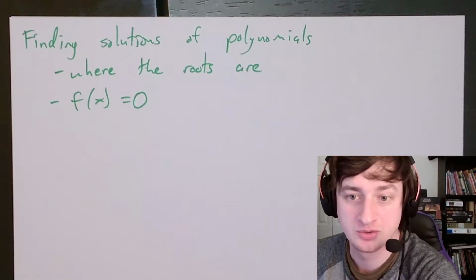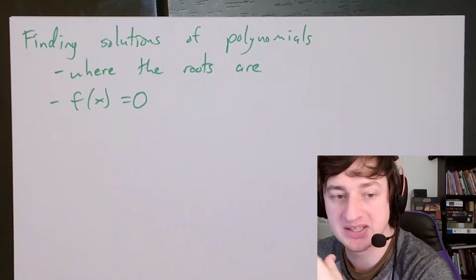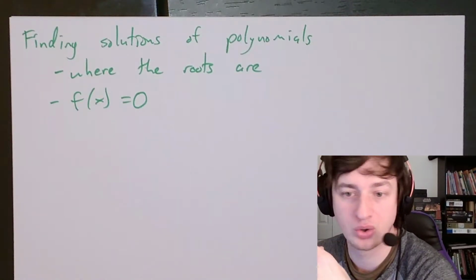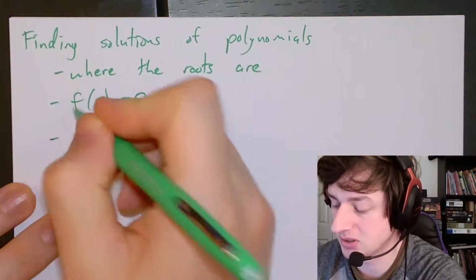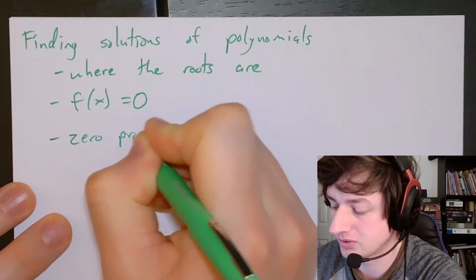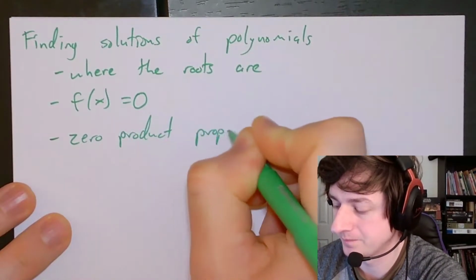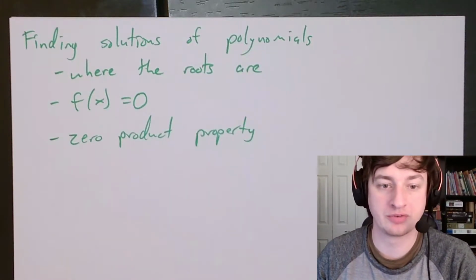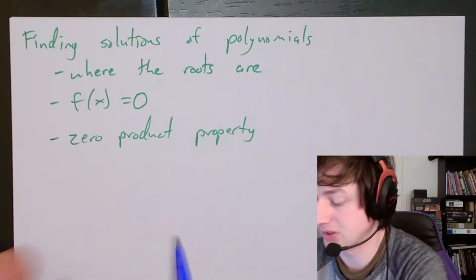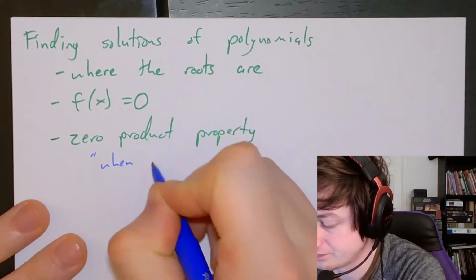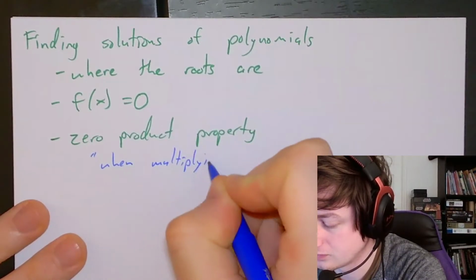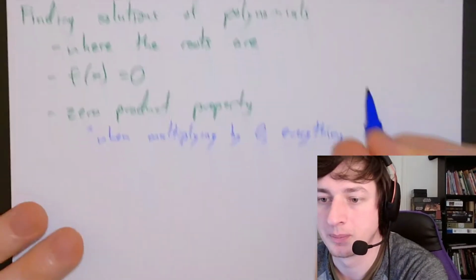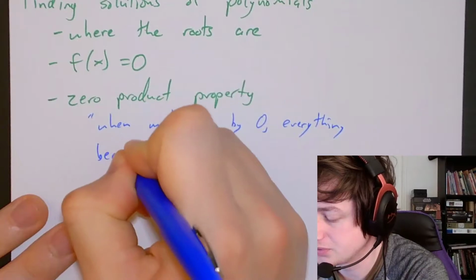So we did this with quadratics. We're finding the roots. Where do the pieces of the function, when we substitute in a value for x, turn the whole thing into 0? So this uses the zero product property, which just says, if we multiply by 0, everything becomes 0.